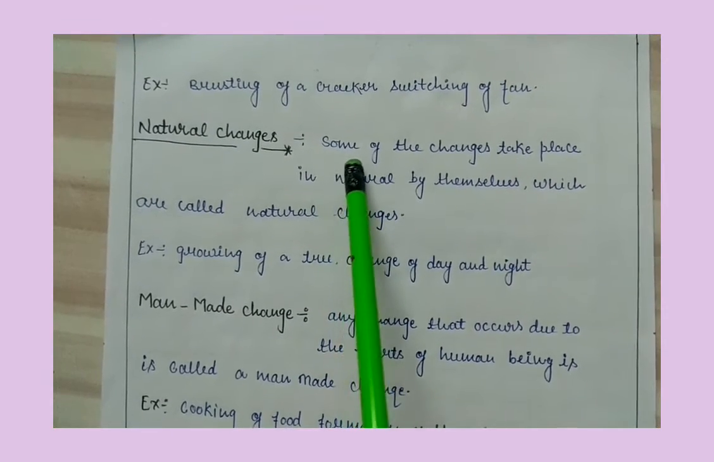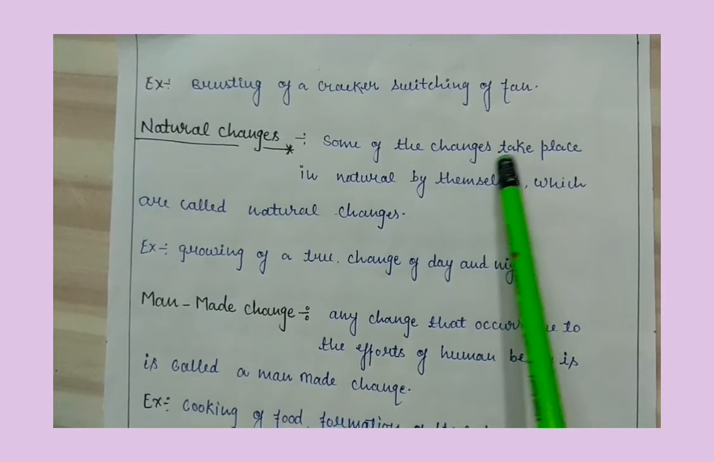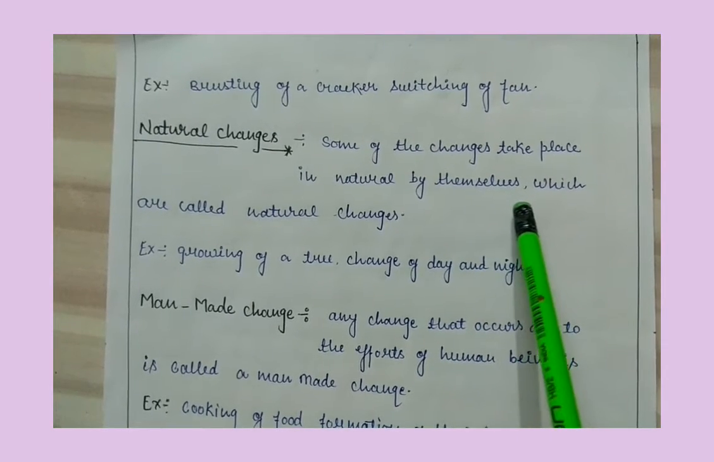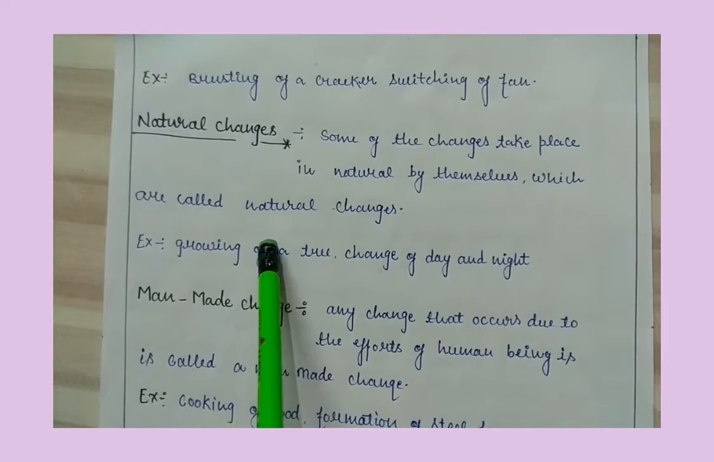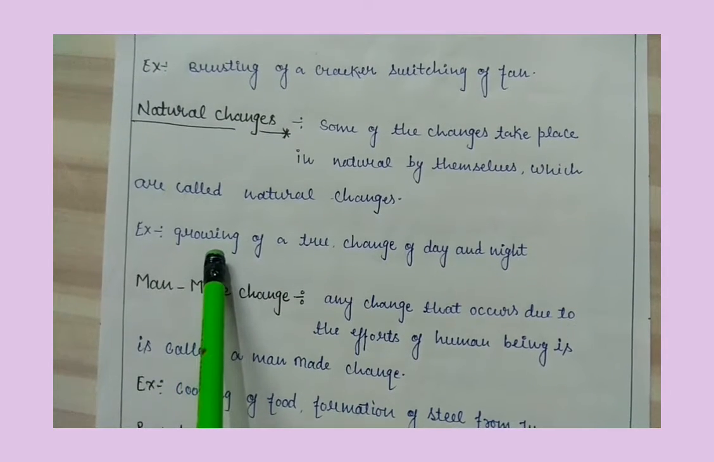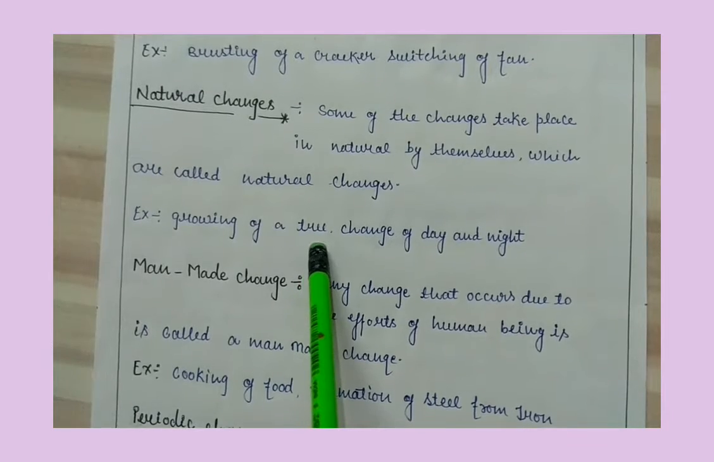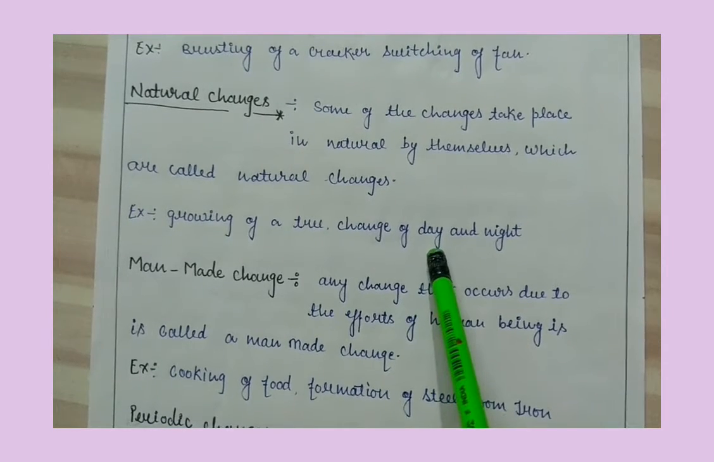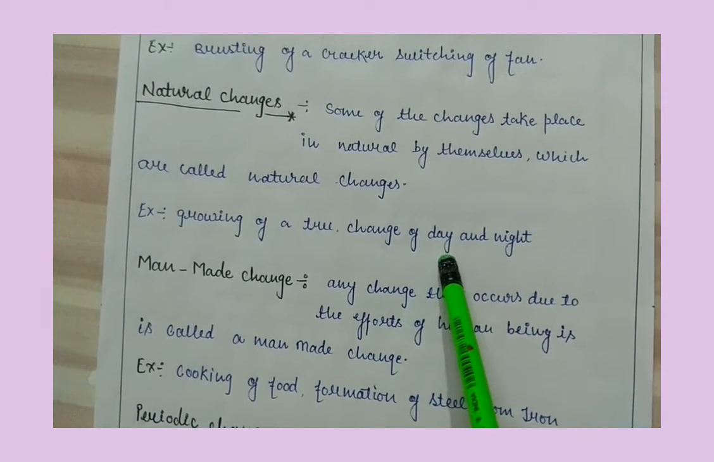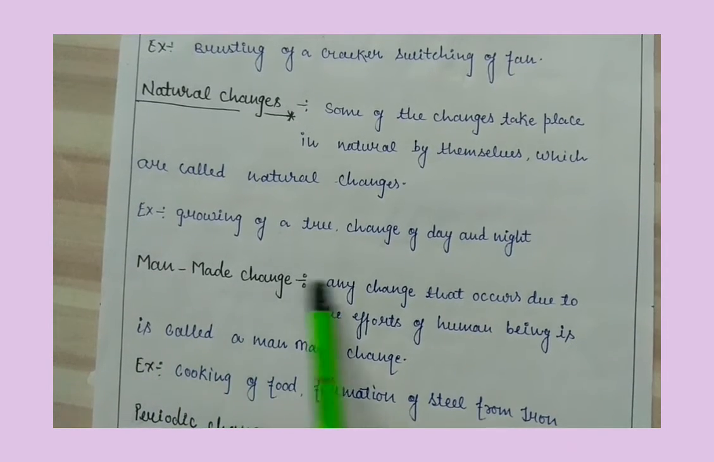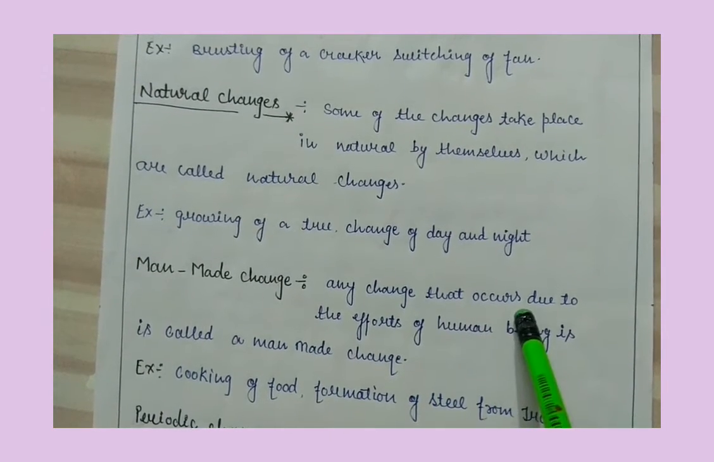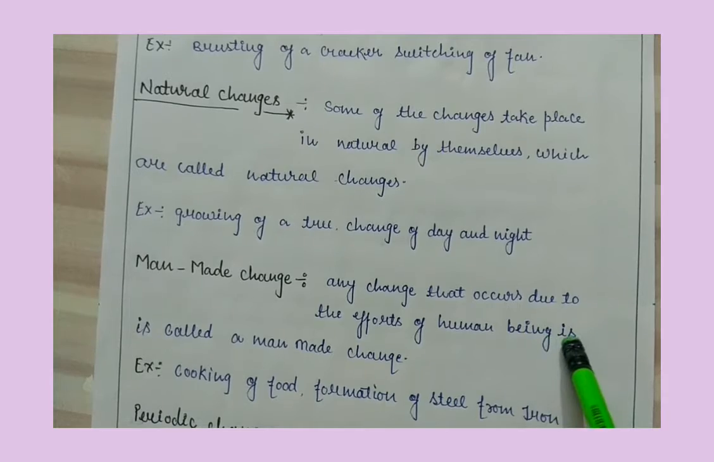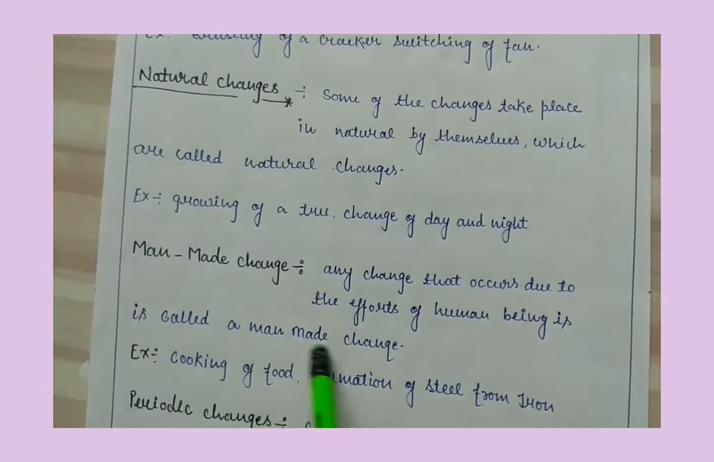Natural change. Some changes take place naturally by themselves, which are called natural changes. For example, a tree growing up, change of day and night. These are all examples of natural change. Man-made change. Any change that occurs due to the effect of human beings is called a man-made change.